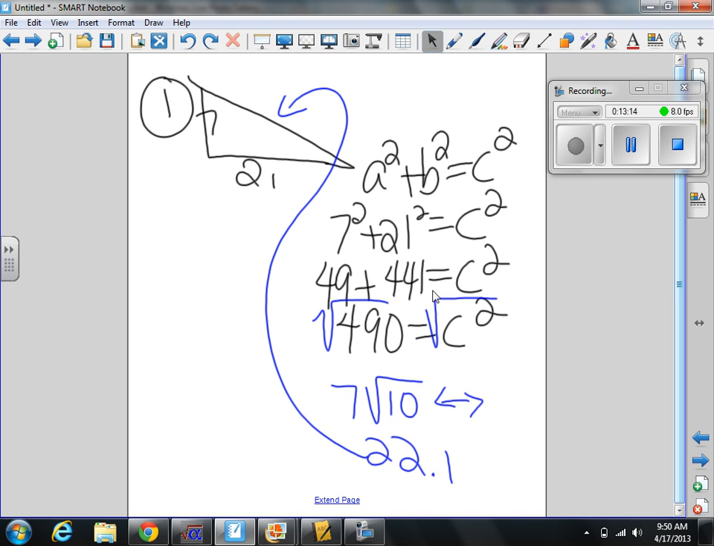the length of the hypotenuse. All right, guys, have fun. I'll work with you guys if you need any help.